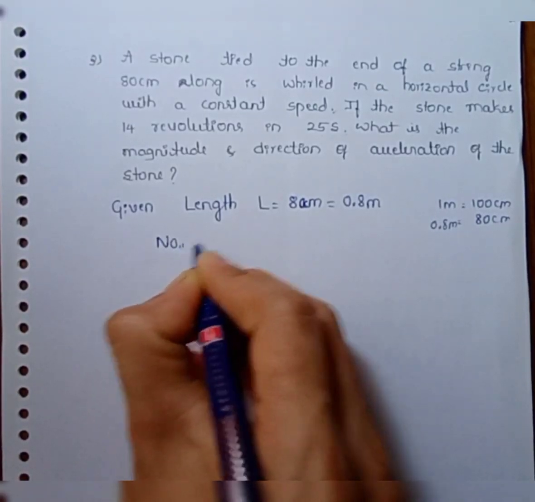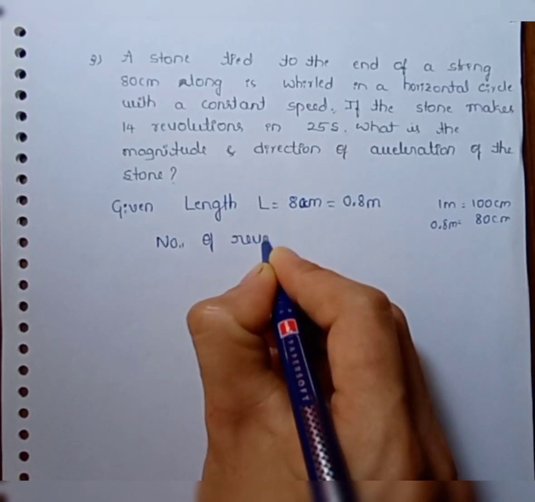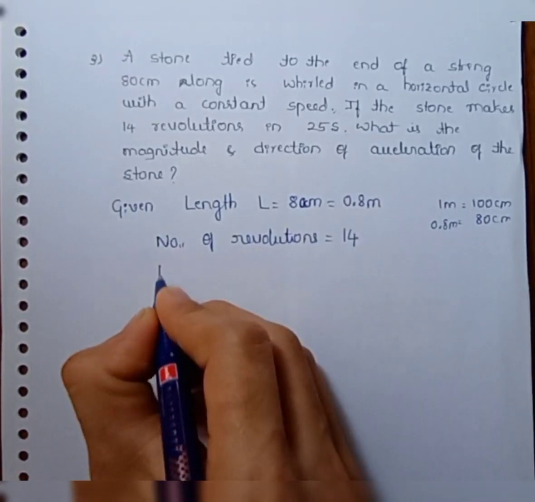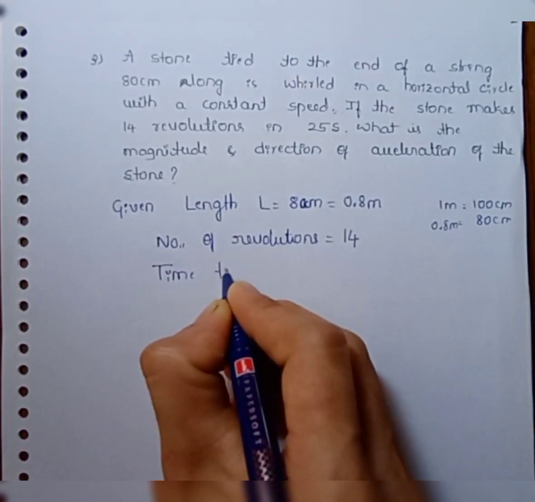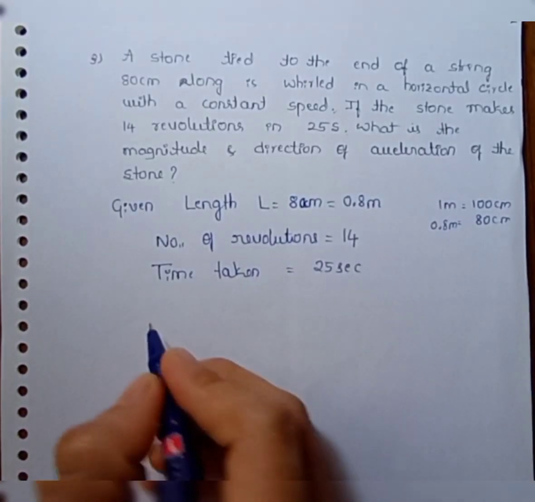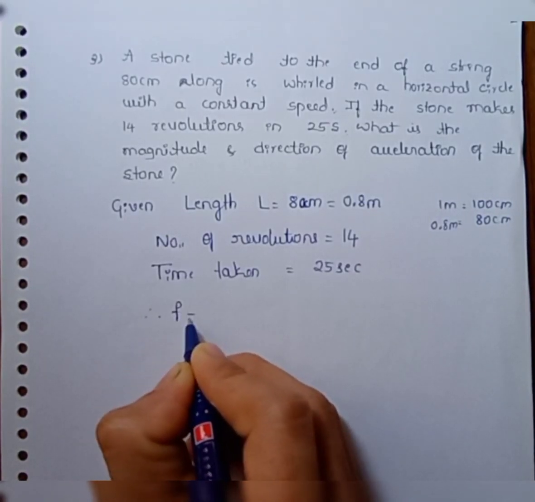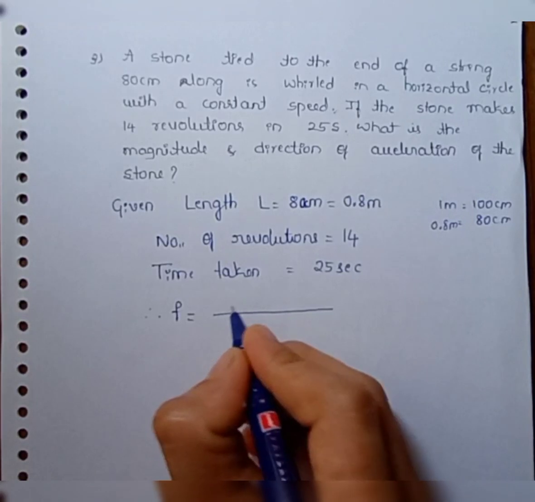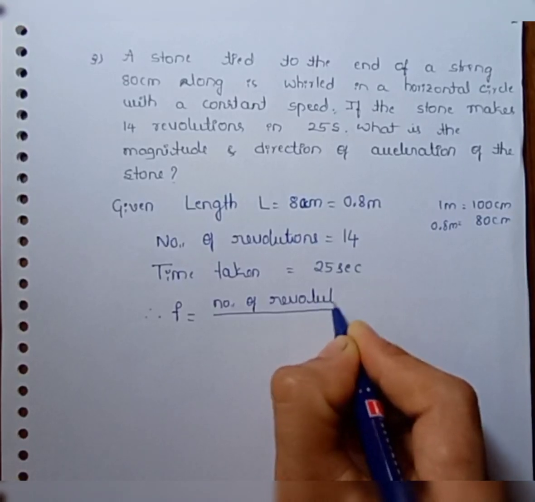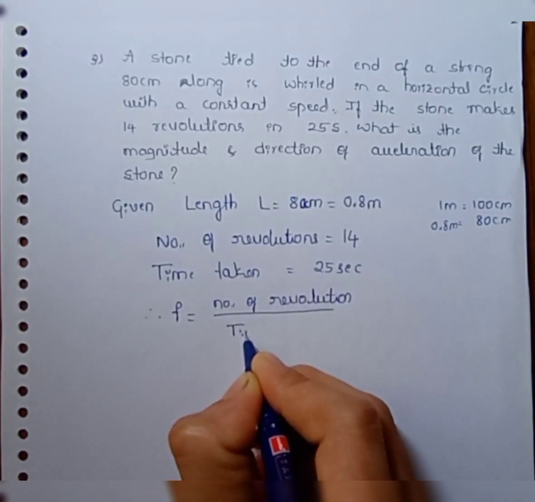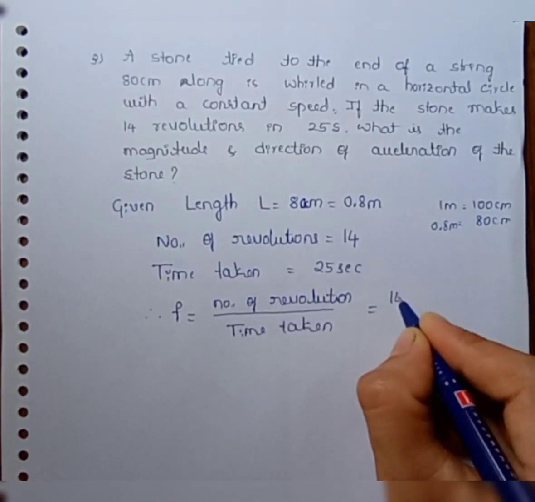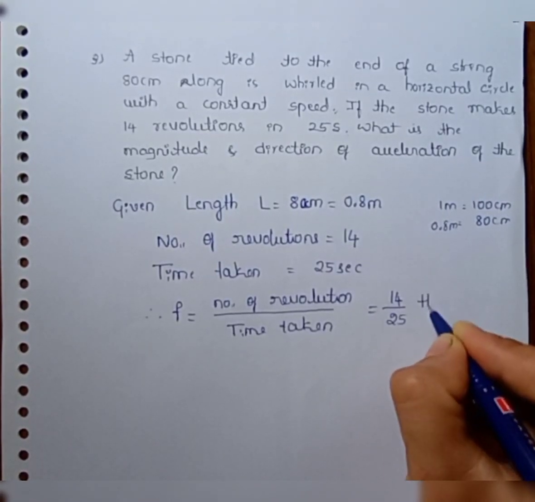And they have given the number of revolutions. Number of revolutions is equal to 14, and time taken is equal to 25 seconds. Now what we have to find out? Frequency of revolution. We know frequency of revolution can be defined as the number of revolutions to the time taken. The frequency is equal to 14 divided by 25 hertz.